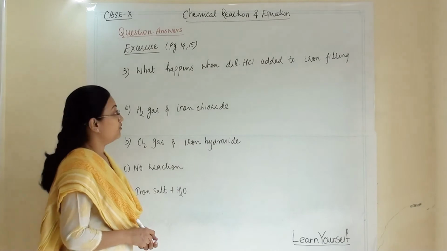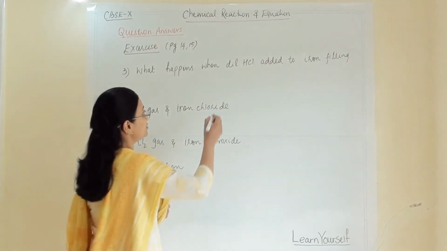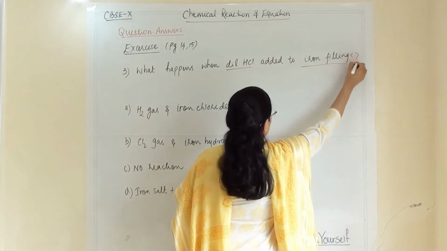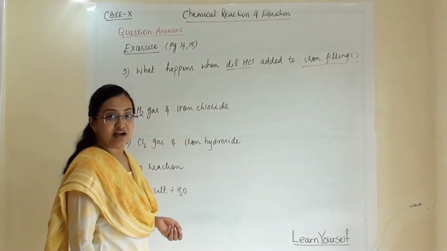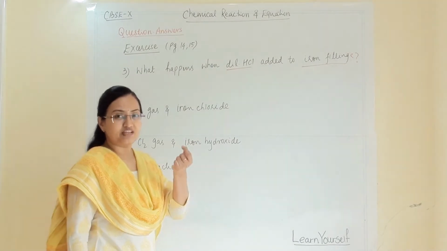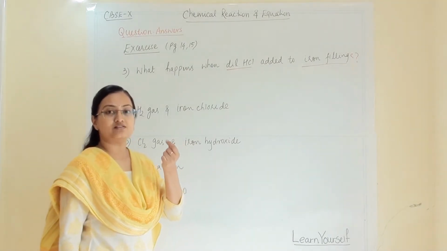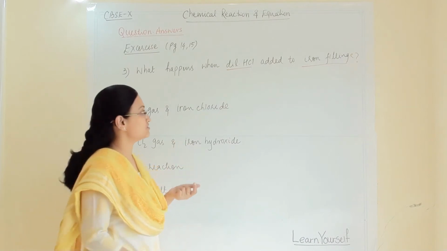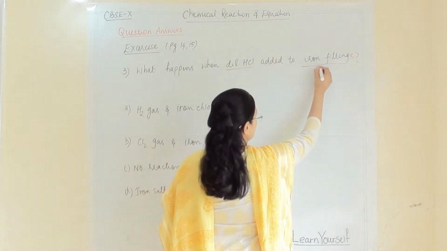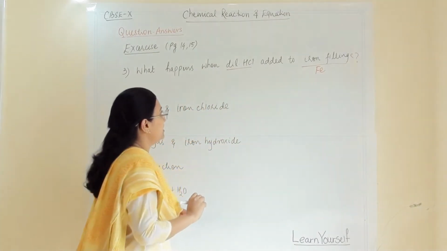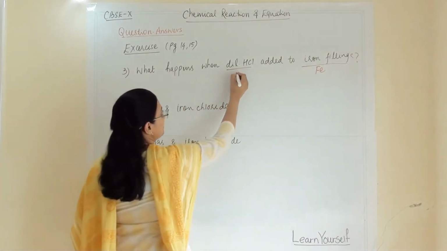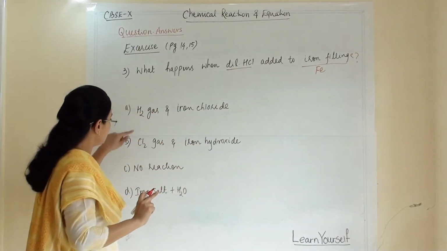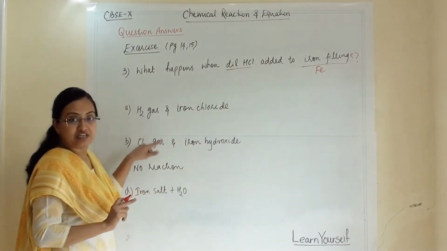Third question. What happens when dilute HCl is added to iron filings? What is the meaning of iron filings? Iron filings means very thin particles of iron, wire-like particles of iron. So that is iron filing. Now it is reacting with dilute HCl, that is hydrochloric acid. So all these products have been given to us.